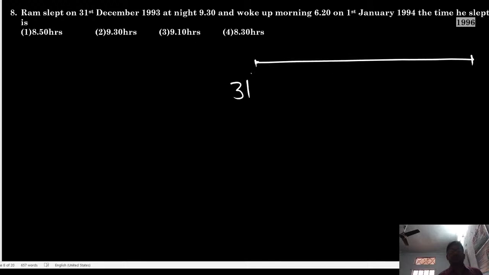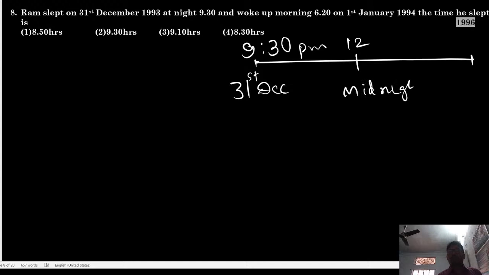31st December, 9:30, night means PM, and he woke up in the morning, so that's why we have 12 midnight in between. So when he woke up, 6:20, morning means AM. So here we have to find the duration of activity.